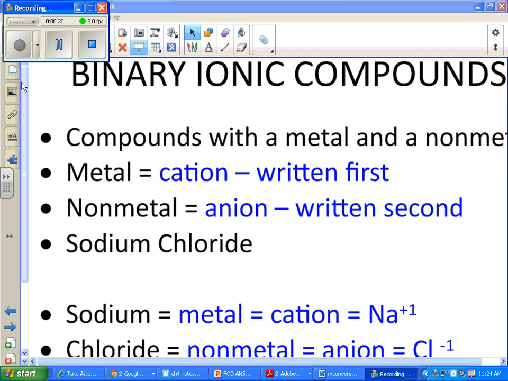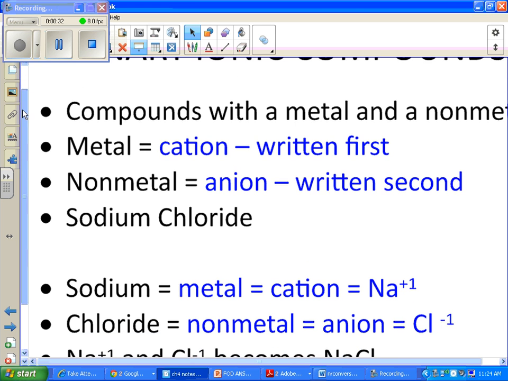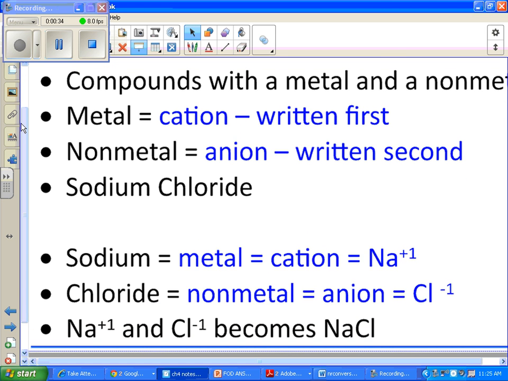So if you take a look at the example of sodium chloride, sodium is the metal, it is a cation, and the symbol is Na+1 for the positive charge. Chloride is the nonmetal, so it's an anion, and its symbol is Cl-1. Na+1 and Cl-1 becomes NaCl, sodium chloride.